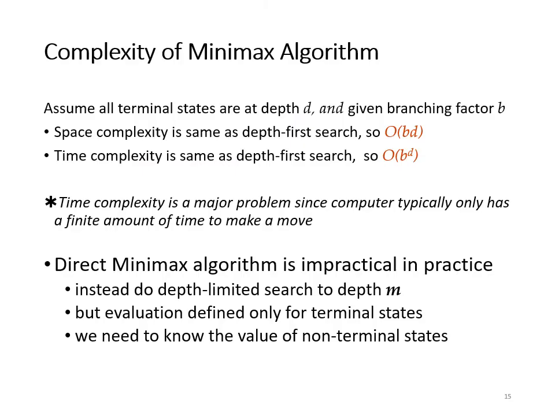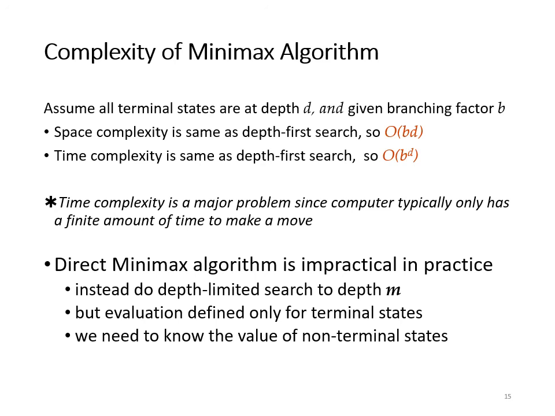So as I have said, this follows the concept of depth first search. That's why we assume all terminal states are at depth d and given branching factor b. So the space complexity is the same as depth first search, order of b multiplied by d, and the time complexity is the same as depth first search, so order of b to the power d.